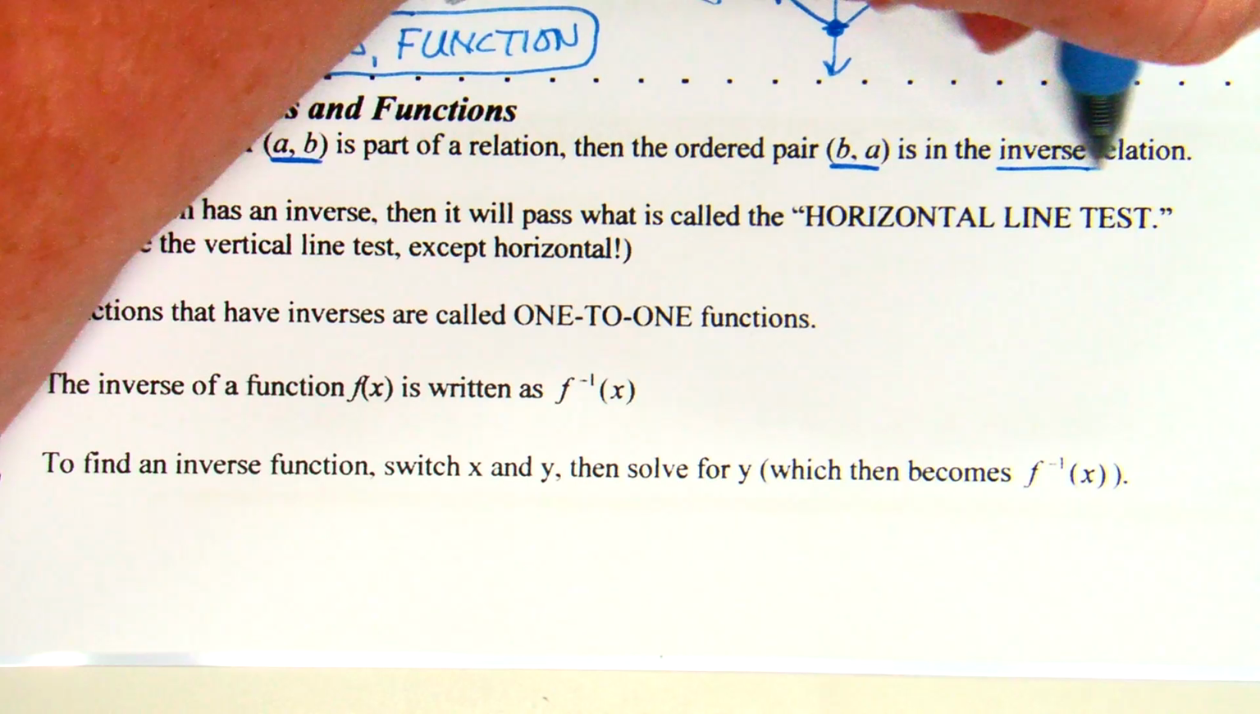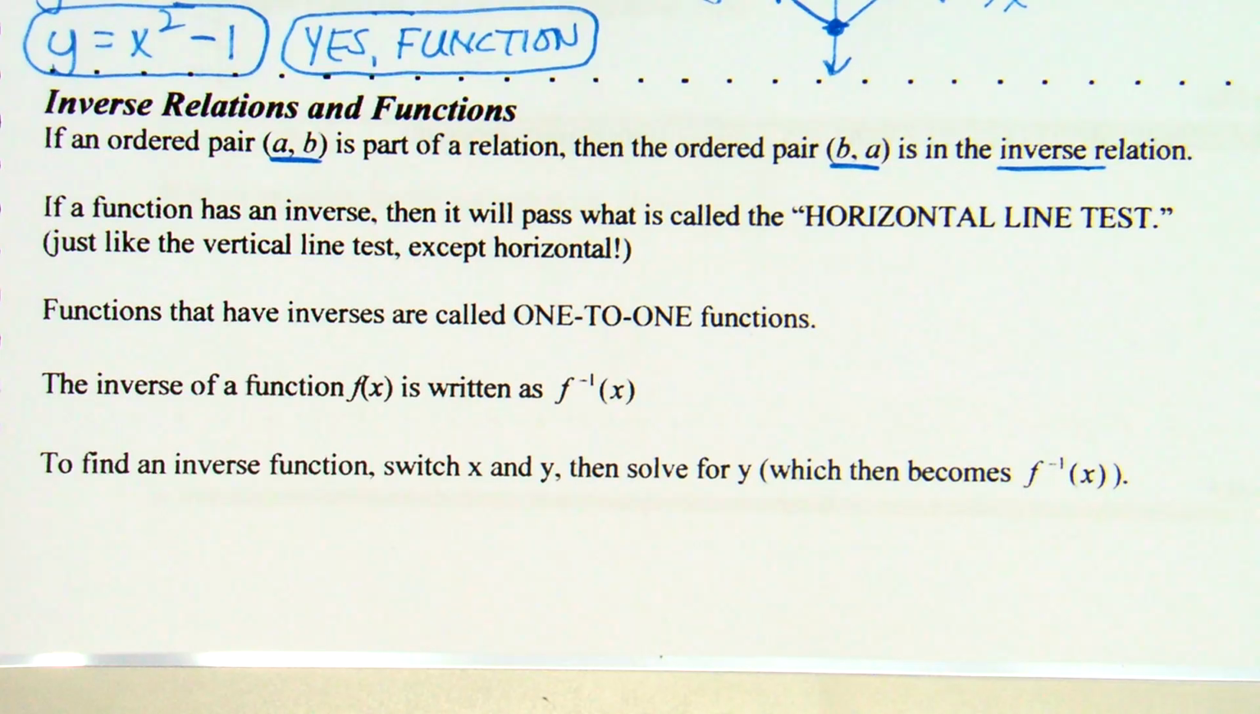We're also going to talk about how to know if a function has an inverse. If a function has an inverse, then it will pass what is called the horizontal line test. We have the vertical line test, and the vertical line test tells us if something is a function. The horizontal line test tells us if an inverse exists for a certain relation. It works the same way.